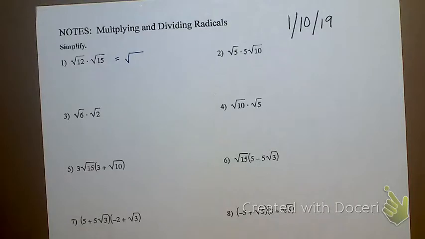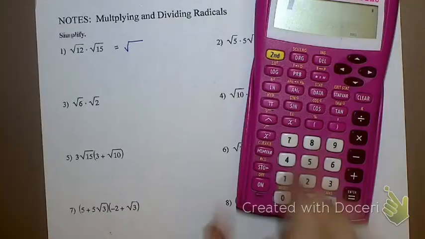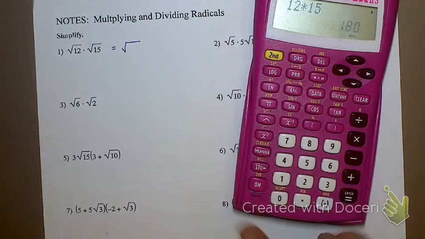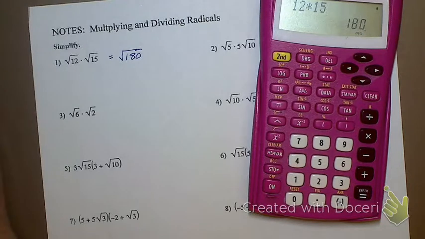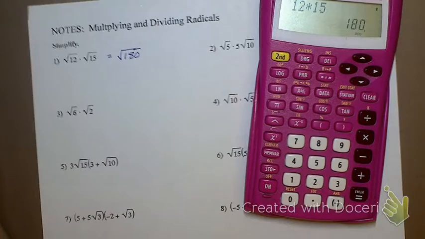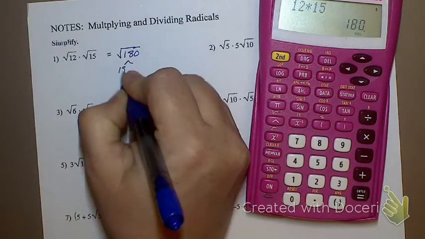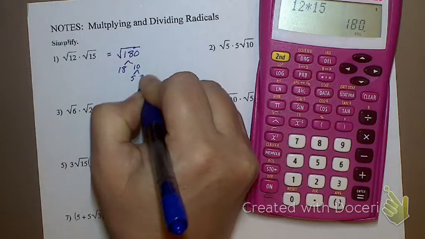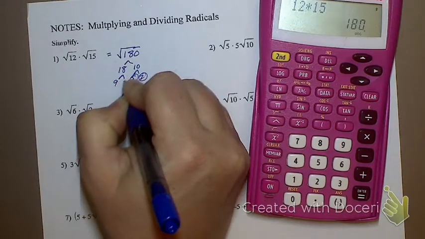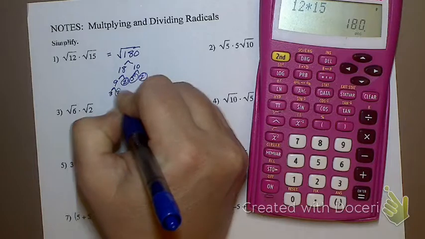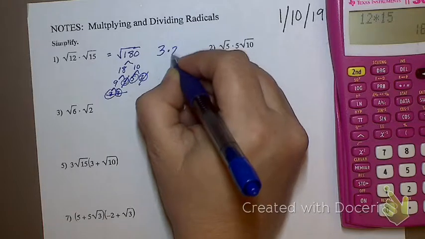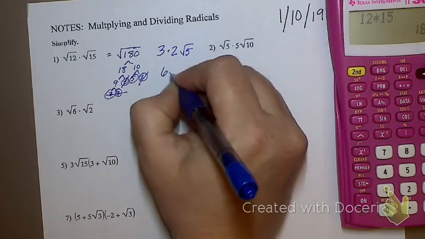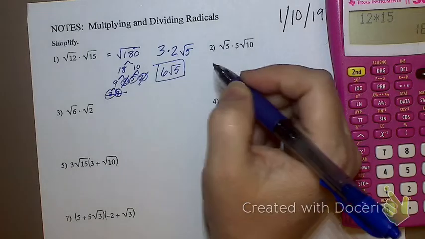What is 12 times 15? 12 times 15 is 180. So I really have the square root of 180. And then once I get to here, I do what we've been doing for the past several days. Draw my tree. 18 and 10, 5 and 2, 9 and 2, 3 and 3. What comes out? 3 and 2. A 3 and a 2 and a 5 is left inside, so I have 6 rad 5. Easy?